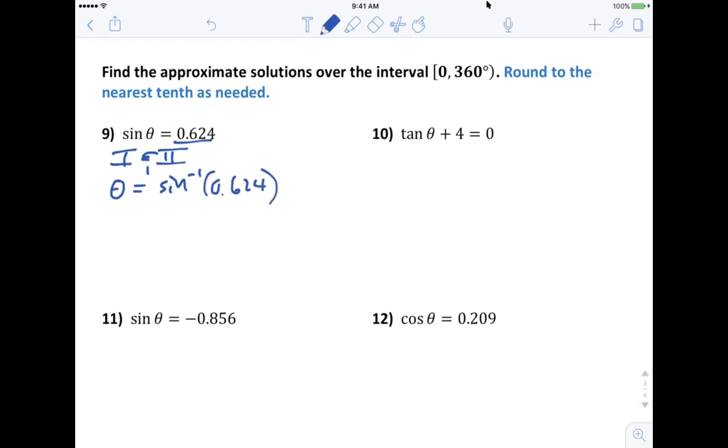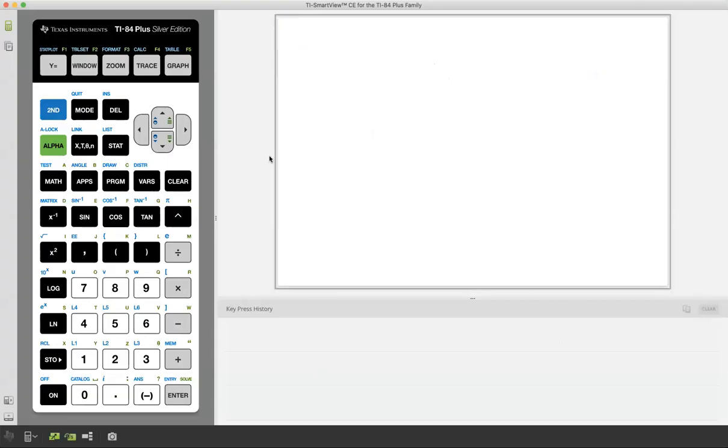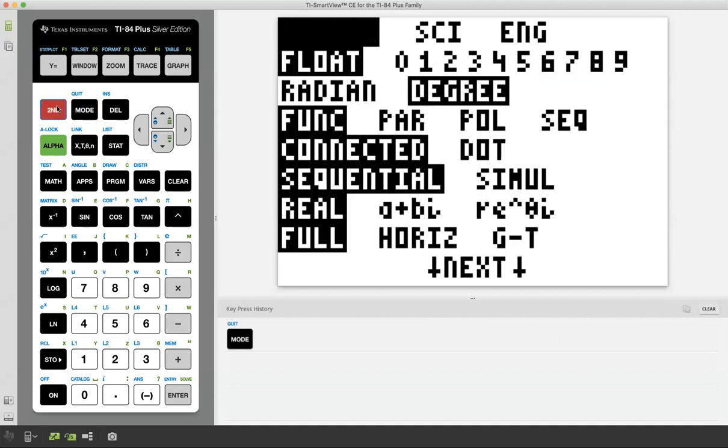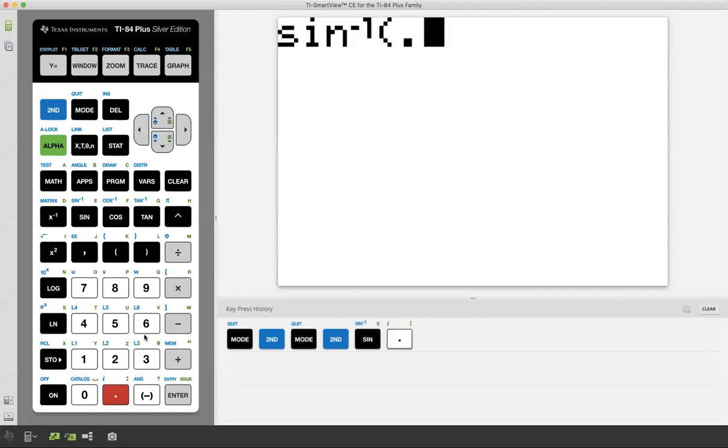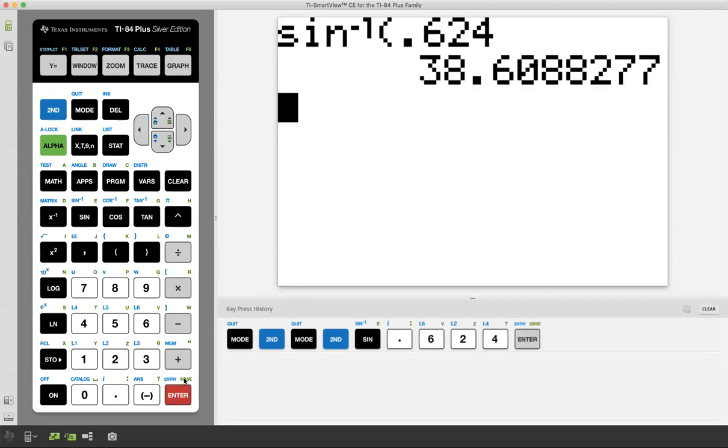So let me jump to my calculator real quick and make sure we're on the same page on that. So again, always check your mode. This one's degrees because of the question. So we're in degree mode. That looks right. And so I'm doing sine inverse 0.624. Now, when you do this, your calculator will give you that first quadrant answer. So rounding this to the nearest tenth, that's 38.6 degrees.